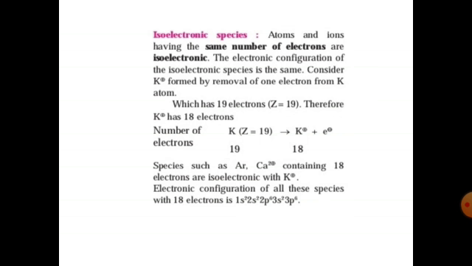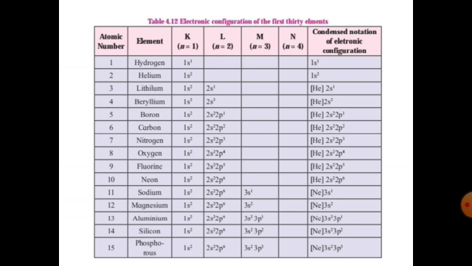So K plus means potassium is losing one electron. So now only 18 electrons remain. So species like argon and calcium 2 plus containing 18 electrons are called isoelectronic with K plus. The electronic configuration of all these species with 18 electrons is 1s2, 2s2, 2p6, 3s2, 3p6. So this is the isoelectronic species concept.